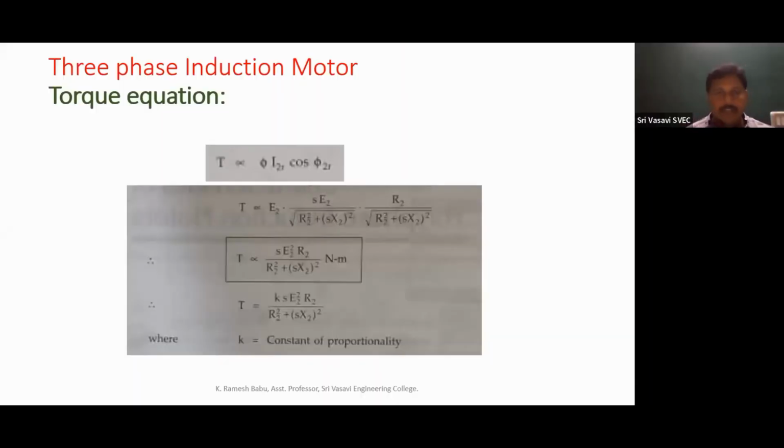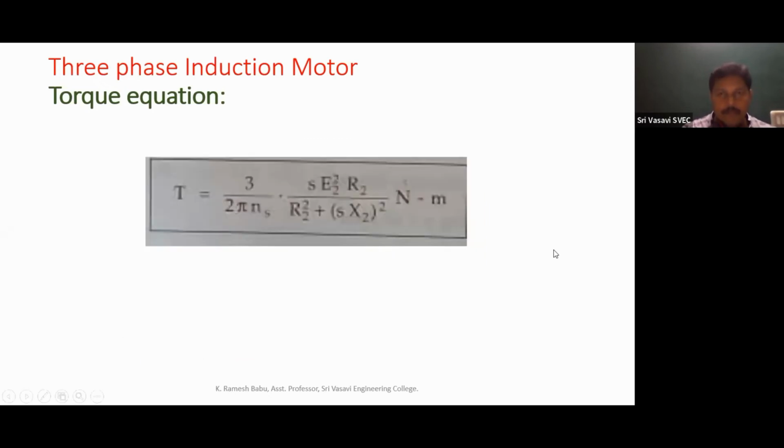So the torque equation: T is directly proportional to S E2 square R2 by R2 square plus (S X2) whole square. T equal to 3 by 2 pi Ns, where Ns is the synchronous speed in RPS. So Ns equal to synchronous speed in RPM by 60.